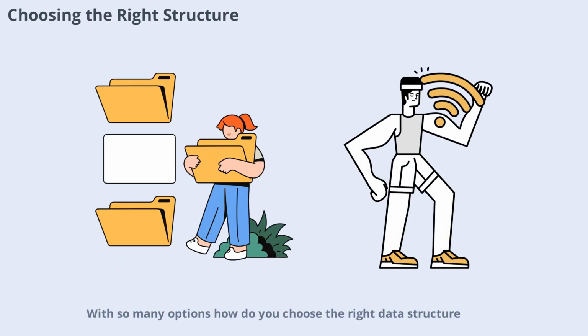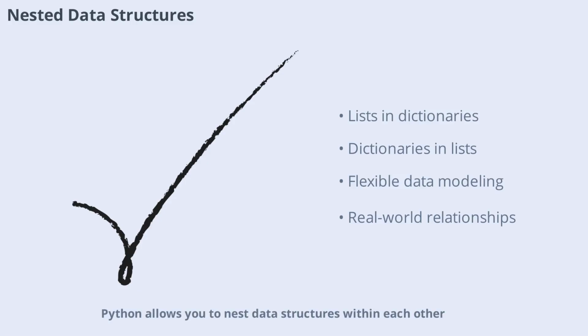So many options. How do you choose the right data structure? It depends on your needs. Use lists for ordered, changeable data, tuples for fixed, ordered data, sets for unique, unordered items, and dictionaries for key-value mappings. Picking the right structure can improve your program's speed and readability. As you gain experience, you'll develop an intuition for which structure fits each situation best. Python allows you to nest data structures within each other, creating complex and flexible data models.